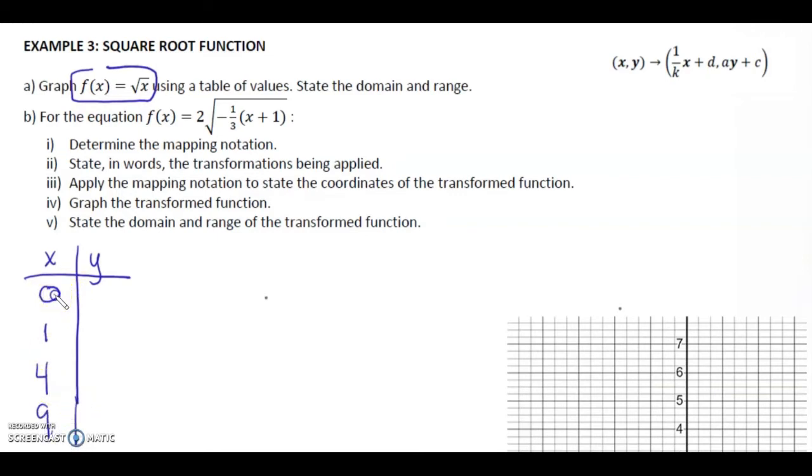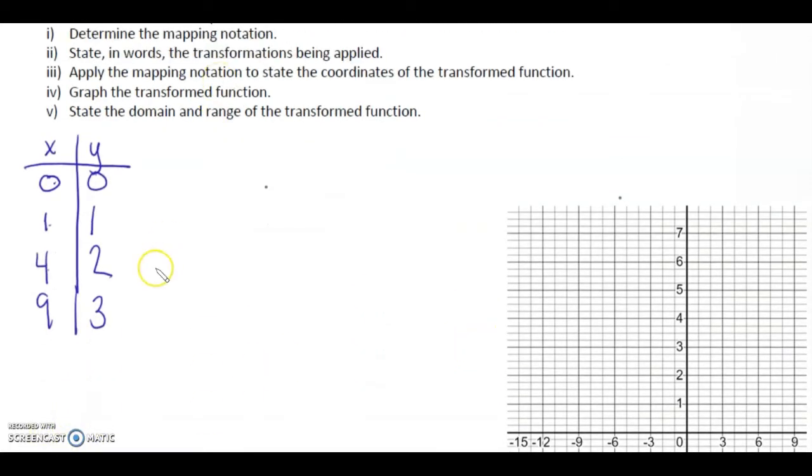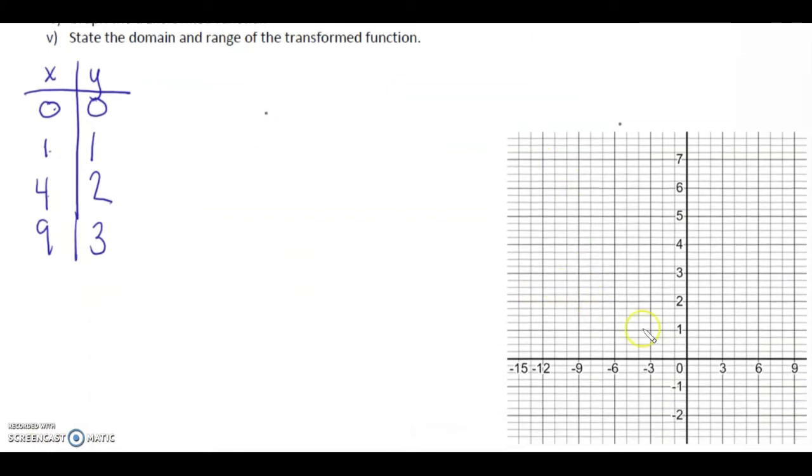Okay, so what's the square root of 0? It's 0. What's the square root of 1? It's 1. What's the square root of 4? It's 2. And what's the square root of 9? It's 3. So if we were to graph this, we would have 0, 0, 1, 1, 4, 2, and then 9, 3. Okay, and it would start at 0, 0, and it would go up to the right with an arrow in the end.